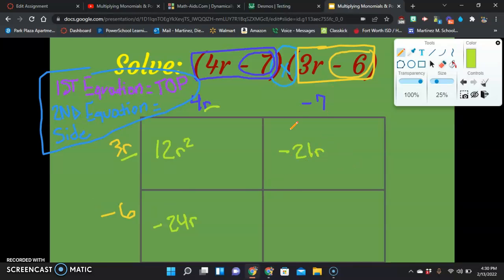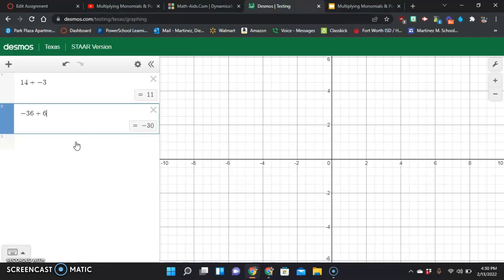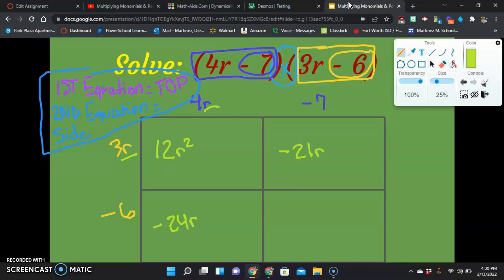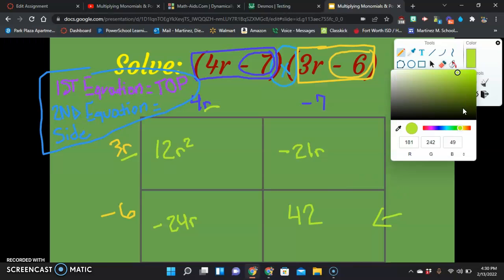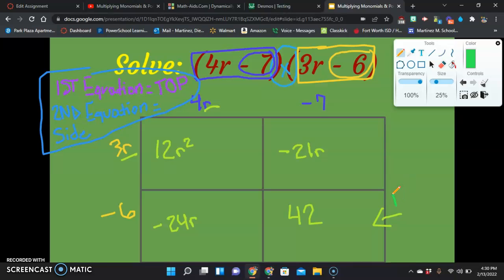And now we have the last two numbers, negative 7 times negative 6. On this one we will be using DESMOS, so negative 7 times negative 6 is equal to positive 42 because a negative times a negative is always equal to positive. And this box here should only be the one that has a number and no variable. So I'm going to write this to the side. You can write it as well.